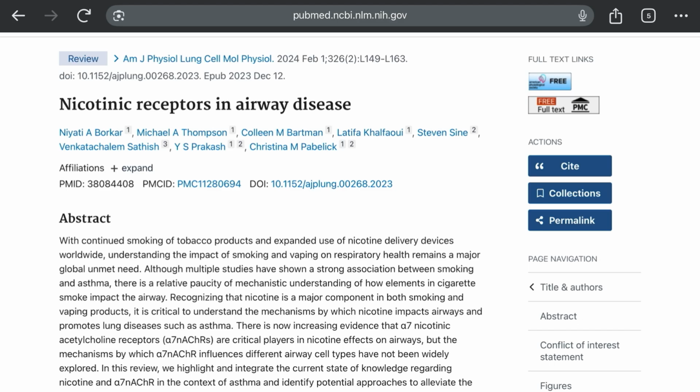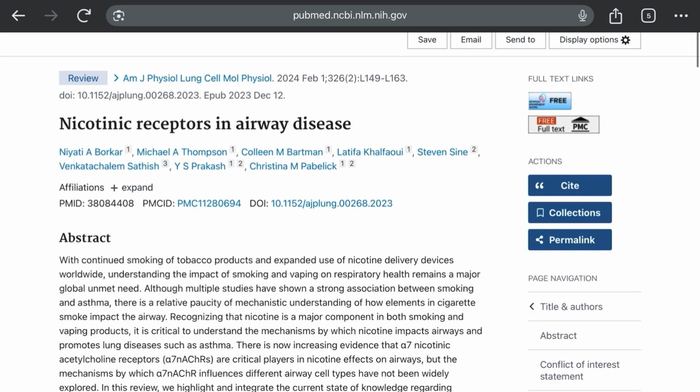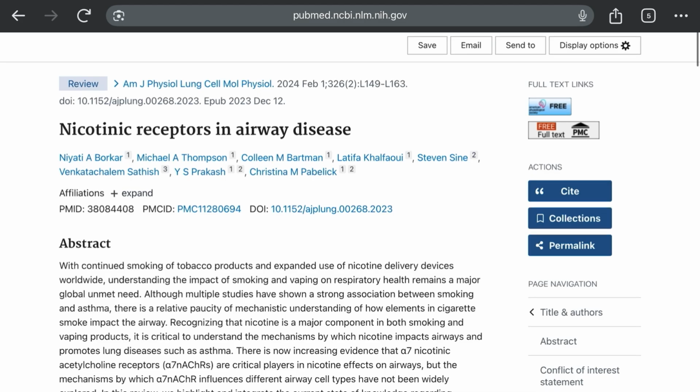Okay, so they also discussed the expression of nicotinic receptors and their role in airway diseases. In this paper you will also learn about the harmful effects of smoking and vaping, how they activate the nicotinic receptors, and how that can increase bronchoconstriction. This paper was published in 2024. It's not that old, so you can have a look and read it.